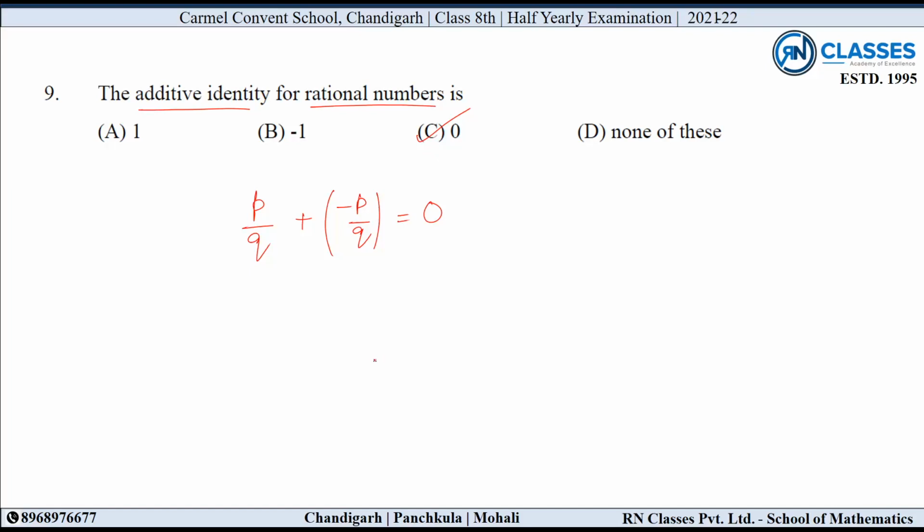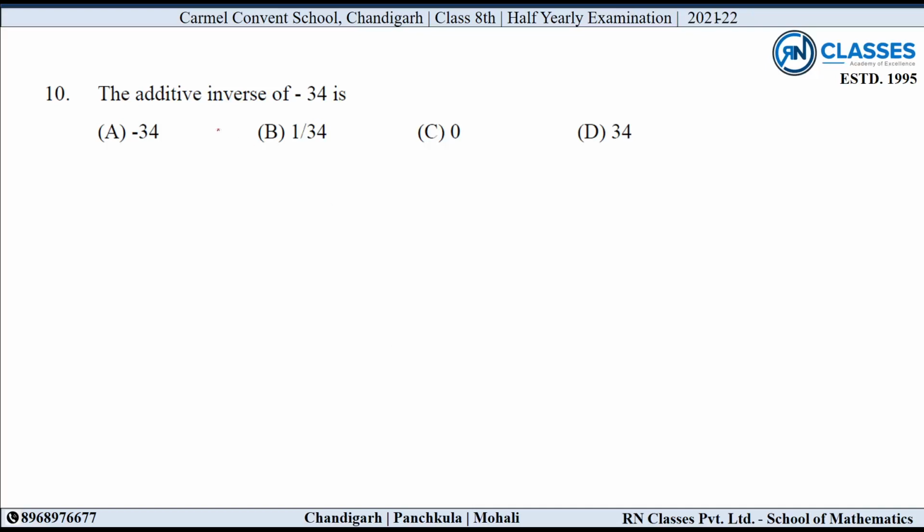Question number 10. The additive inverse of minus 34. We have to add something to it so that it becomes 0. What do we add? 34. So additive inverse of minus 34 is D part, 34.